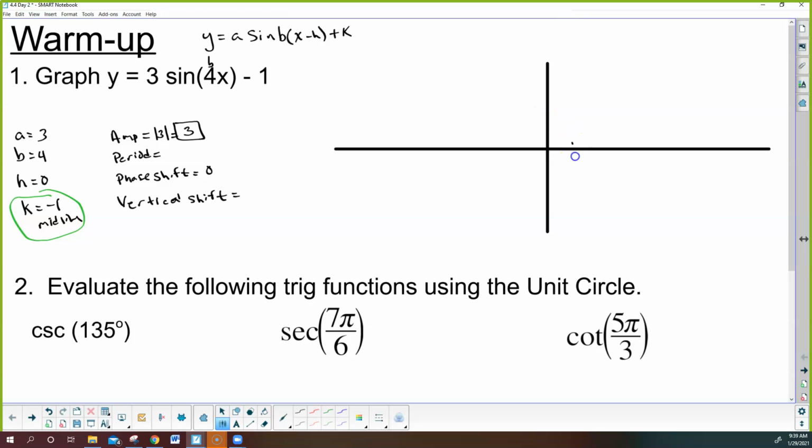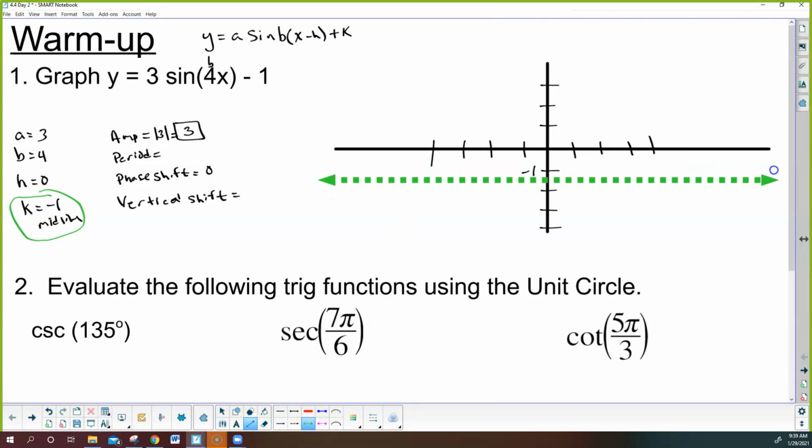Before I do that, with trig functions, I don't actually like to use graph paper. I just make 4 tick marks to the left and 4 tick marks to the right, and then however many I need vertically. Now I know my amplitude is 3, so I'm going to have to be up and down 3 from the midline, and my midline is at -1. So I need to be 3 up from that and 3 down from that. And then let's just put our midline in. I'll position that correctly.